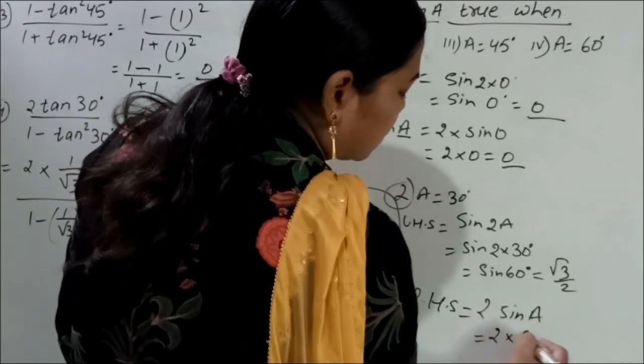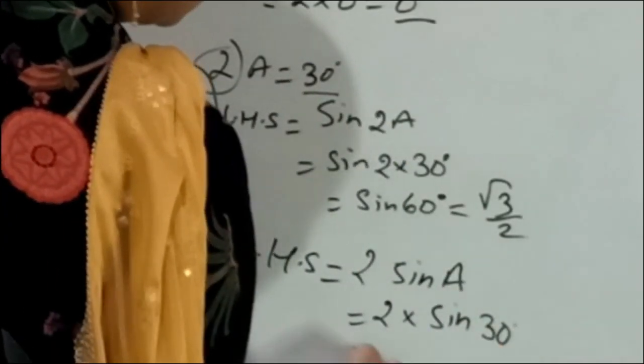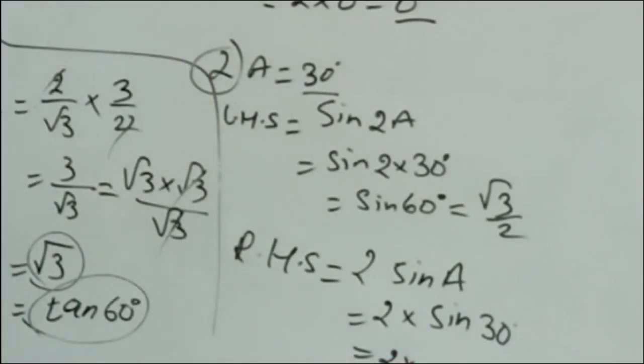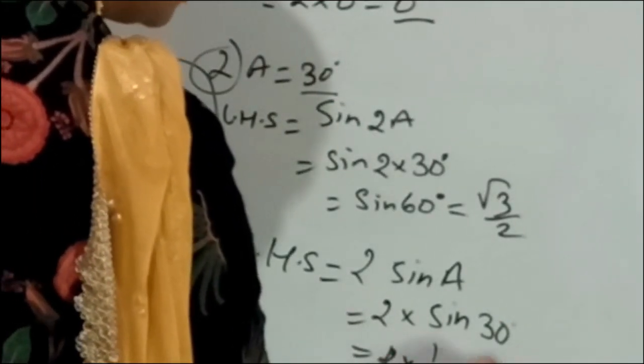2 into sin A. Sin A, how much is A? 30. So 2 into sin 30. Sin 30 value, how much? 1 by 2. 2 cancels, equal to 1.